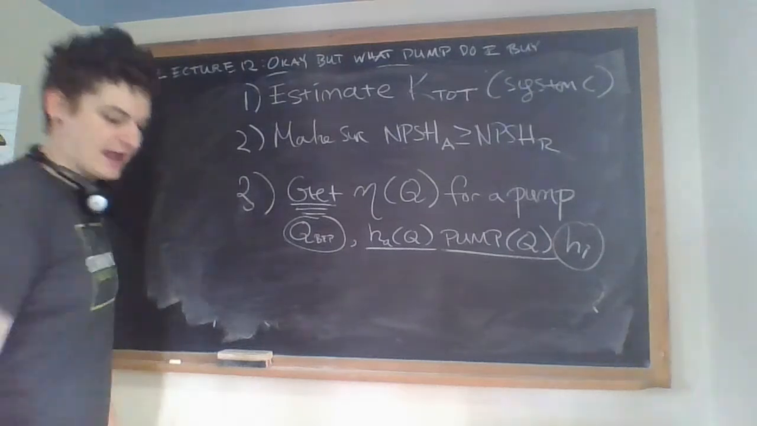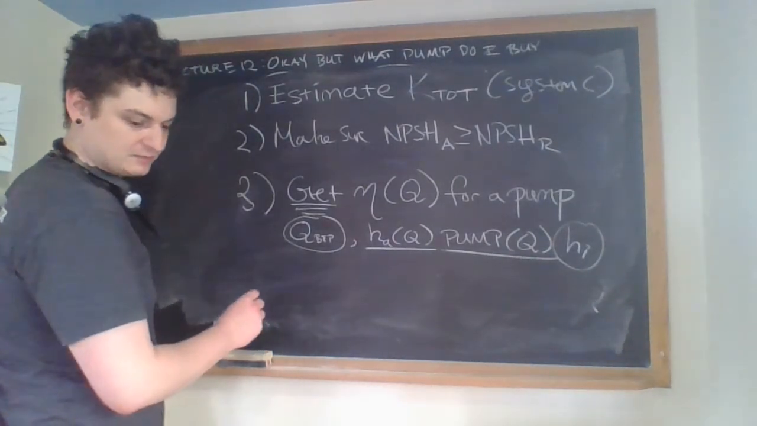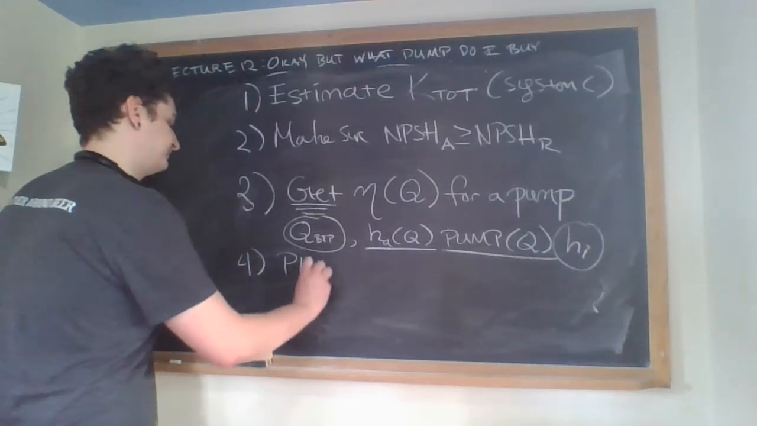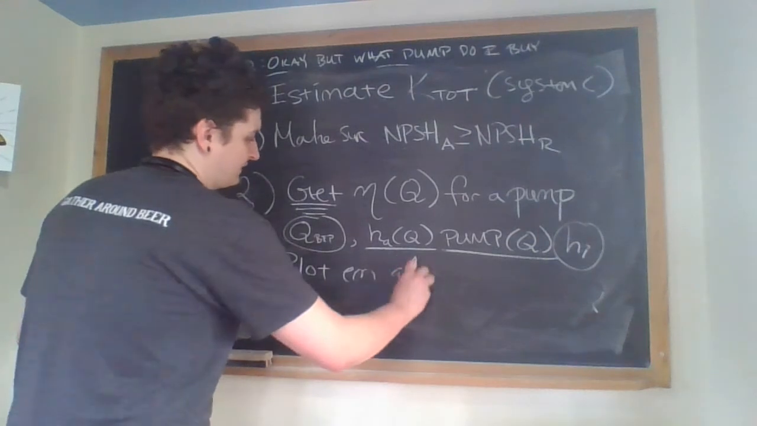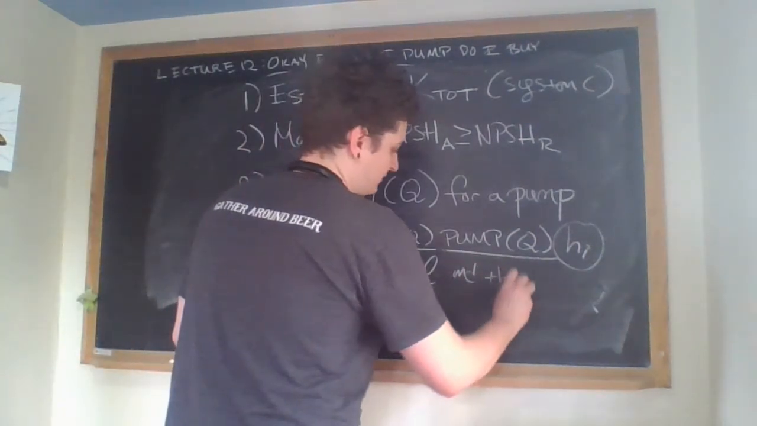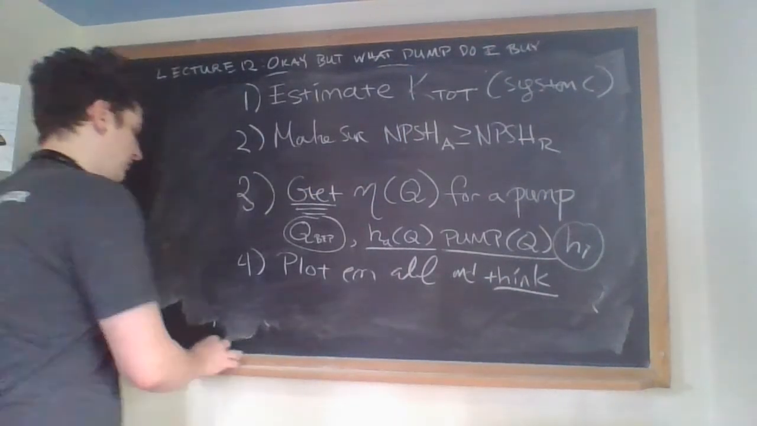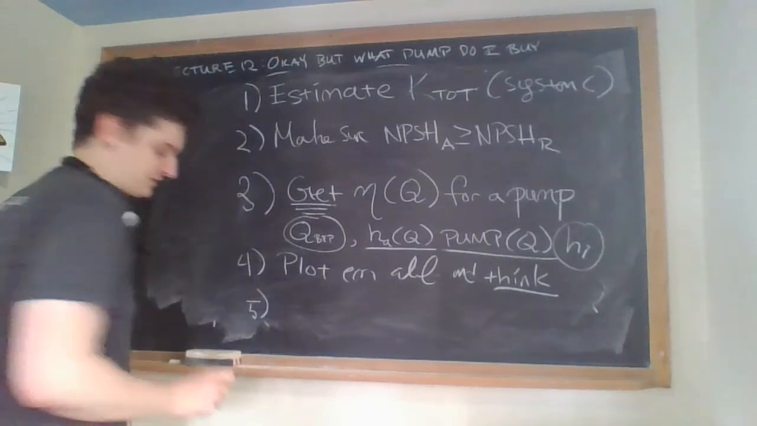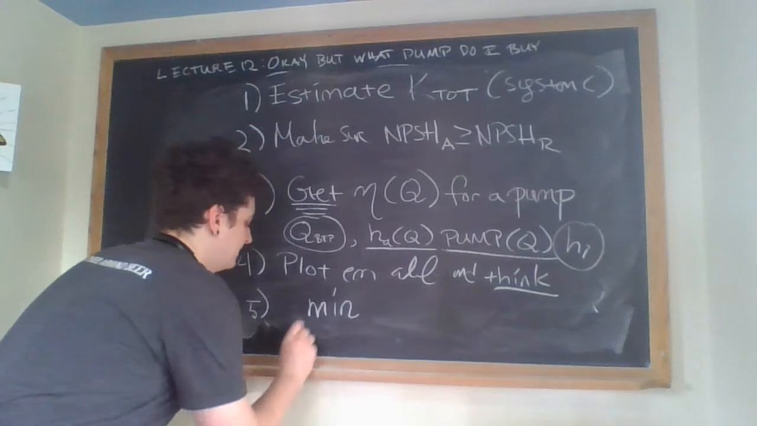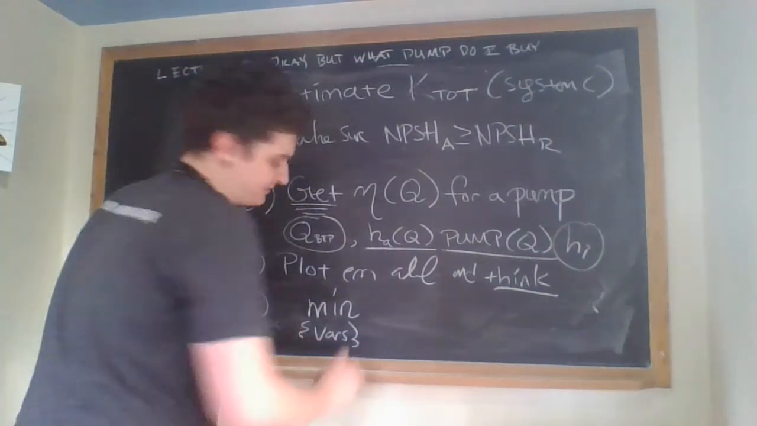So then there's that. Then, really, plot them. I'm out of order. So then plot them all. Plot them all and think. That's important. And then the goal. I would summarize this as: the whole goal is, I want to minimize this for all variables you can change.